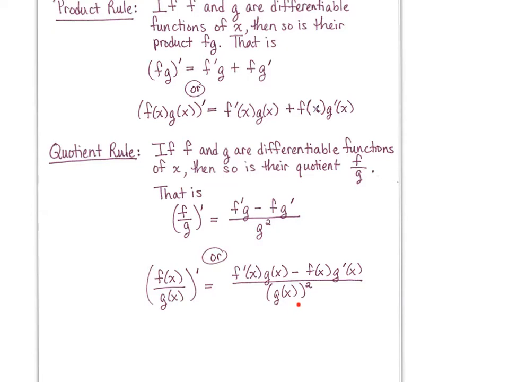Some people remember this by thinking of the numerator as high and the denominator as low, and they write low d high minus high d low over low squared. Meaning the d high means you take the derivative of the numerator, and then vice versa.